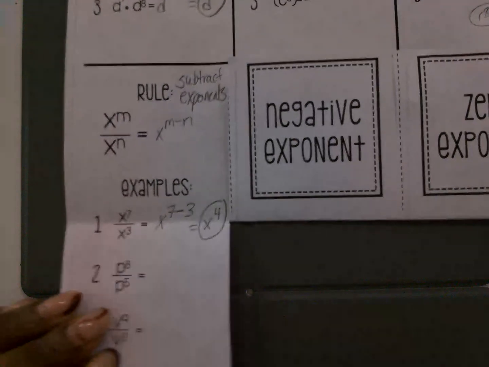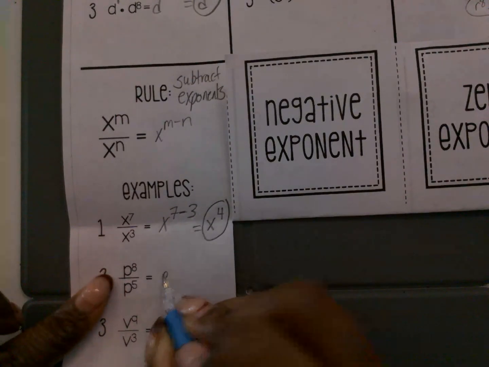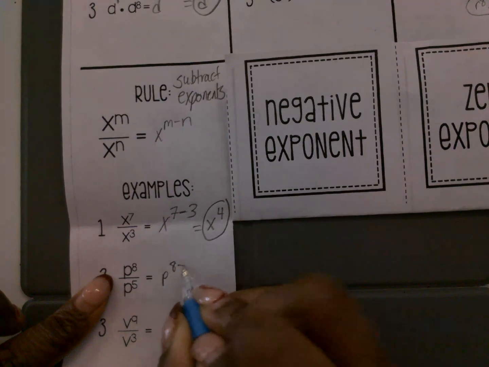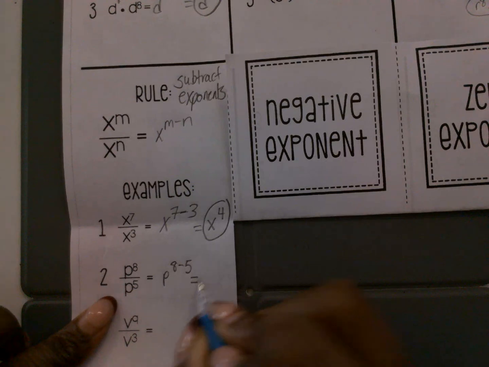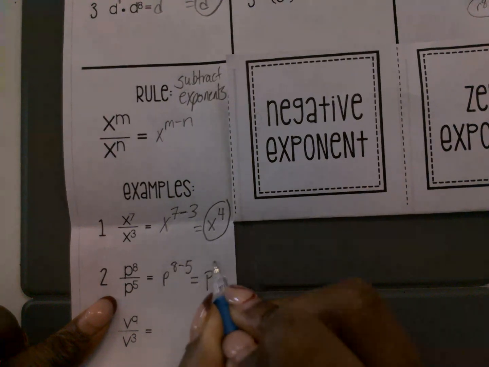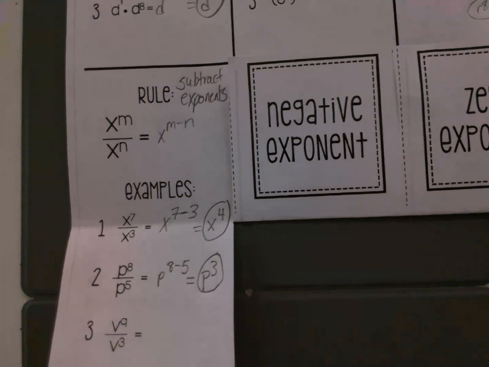All right, let's do the middle part. Top exponent, calm down, baby. Top exponent minus the bottom exponent. What does that give you? Anybody? P to the third power. Wait, can't you just say P3? No, because that's different.